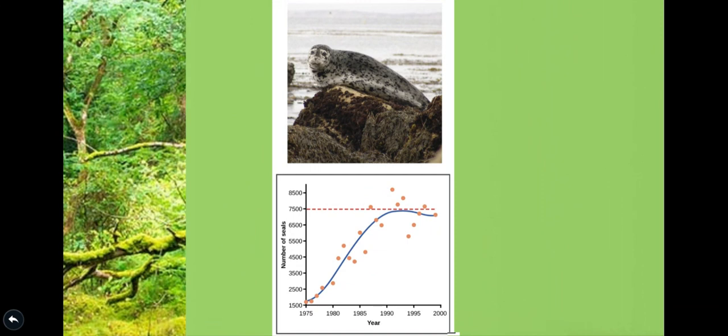And then from around the mid 80s, you start to get a plateau into the 1990s, and it plateaus at around 7,500 seals. And we see a slight drop here, and that may be to do with various reasons as to why that is. But what we have been able to tell from this particular graph is that the rough carrying capacity for this particular habitat and ecosystem is about 7,500 seals. And that will change depending on the factors that are available.